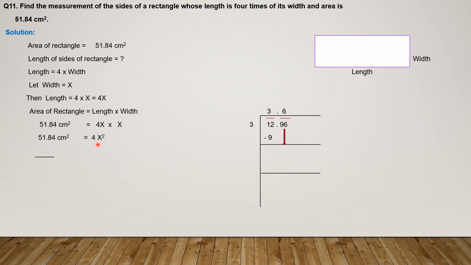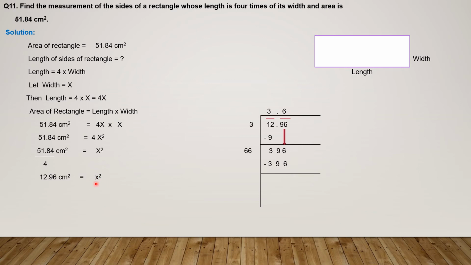Now here we have to find value of x. From this equation we have to find value of x. We don't need this 4 with x, we don't need this square with x. So first of all we have to move this 4 from x square. Here 4 is multiplied with x square, as there is no sign between 4 and x square, means there is sign of multiplication. So we will move this 4 on other side. When you move this 4 on the other side of equality, it will be divided. What you will get? 51.84 centimeter square divided by 4, and x square will come as it is. Now in rough work, divide these two values, we will get 12.96 centimeter square and x square.